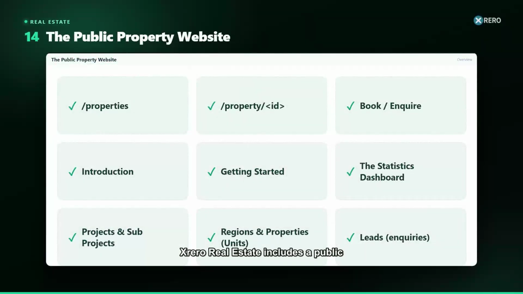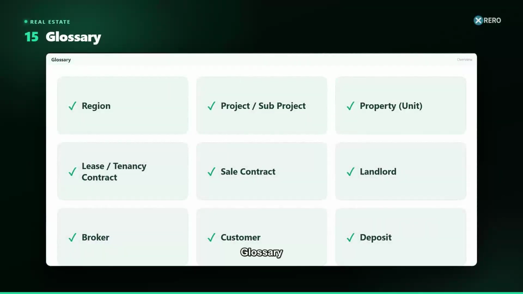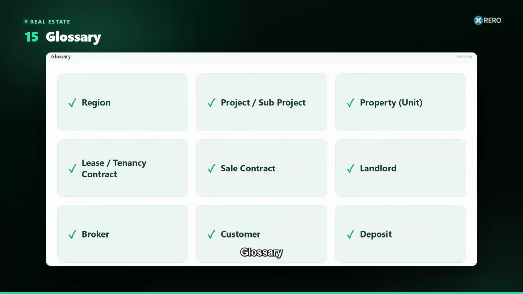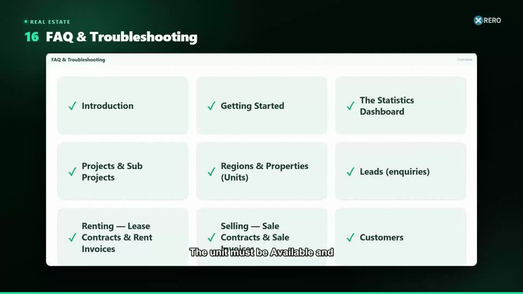Xrero Real Estate includes a public, customer-facing property catalog on your website. Glossary. The unit must be available and set to property for equals rent. For a sale unit, press sale first, then create booking.